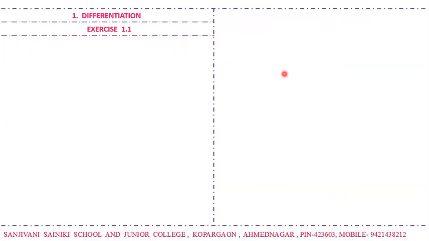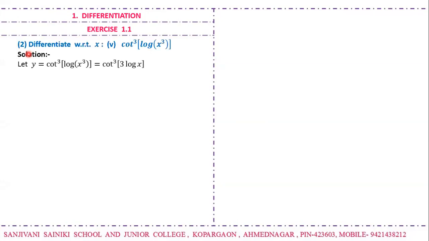Now the next example is cot cube of log x cube. Let y is equal to cot cube of log of x cube. Now instead of keeping log of x cube, I will simplify it as cot cube of 3 log x, because log of x raised to n is n times log x.